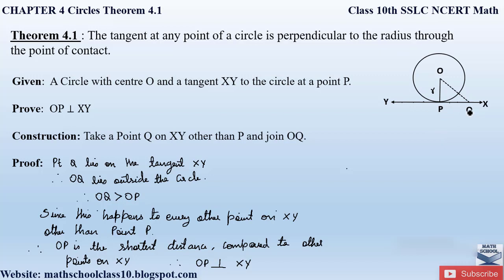Whenever there is a tangent to a circle, the radius will always be perpendicular to the tangent. Whenever we have a tangent to a circle at any given point of the circle, and we have a tangent passing through this point, the radius of the circle will always be perpendicular to this tangent. This is what theorem 4.1 says, and this is how we write the proof for this theorem. It is very easy. You just have to understand what a tangent, a circle, and a point of contact are, and accordingly you can prove this theorem.